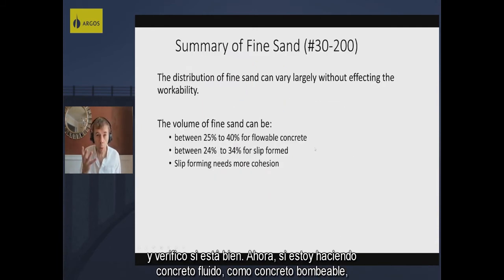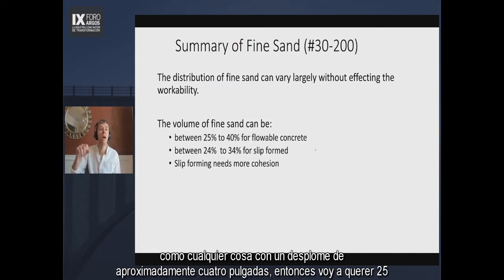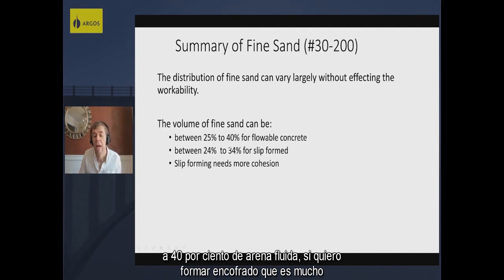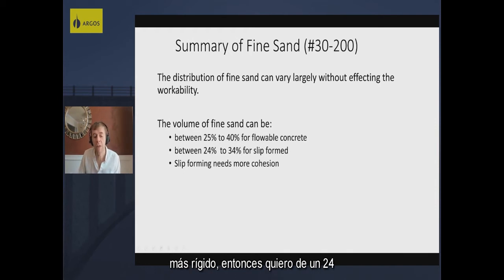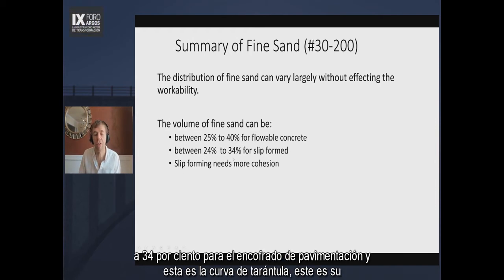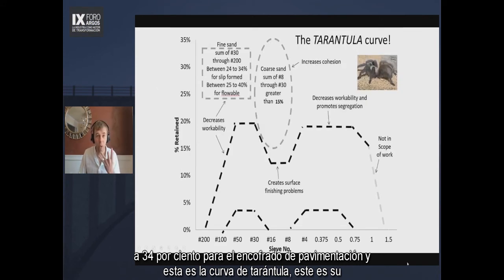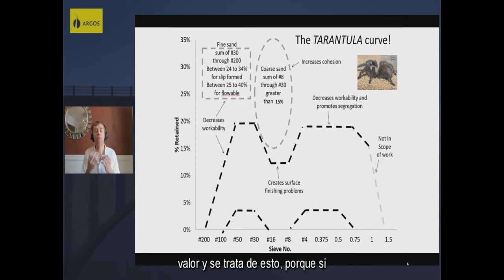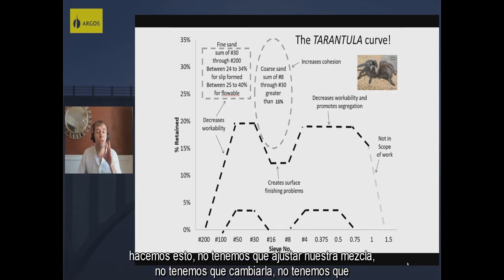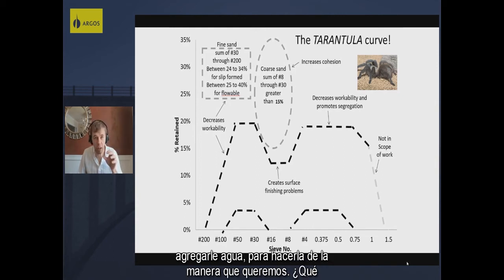Now, if I'm doing flowable concrete, like pumpable concrete, like anything over about a 4-inch slump, then I'm going to want 25% to 40% flowable sand. If I want for slip forming, something that's a lot stiffer, then I want 24% to 34% for slip form paving. And that's the Tarantula Curve. That is the value. And why is this so great? It's because if we do this, we don't have to adjust our mixtures. We don't have to change it. We don't have to add water to it. We can just get it the way we want it to be.